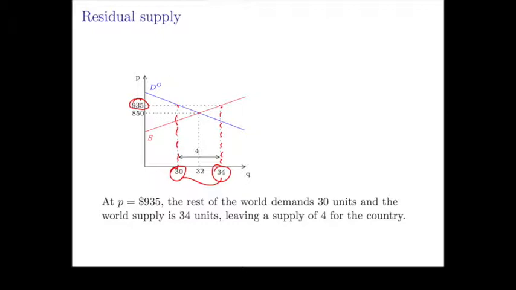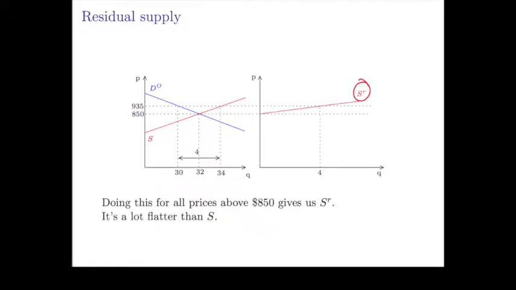Now we could do this at every possible price. Of course, at any price less than 850, the residual supply is 0. At any price above 850, we're going to get some positive residual supply. So what we can do is to plot this residual supply. Of course, at 850, we get 0. At 935, we get 4. And then for every price above 850, we get some number. What we see, though, is that this residual supply is a whole lot flatter than the market supply. This should remind you of the residual demand that a single firm faces. It's the same idea. It's just supply rather than demand.